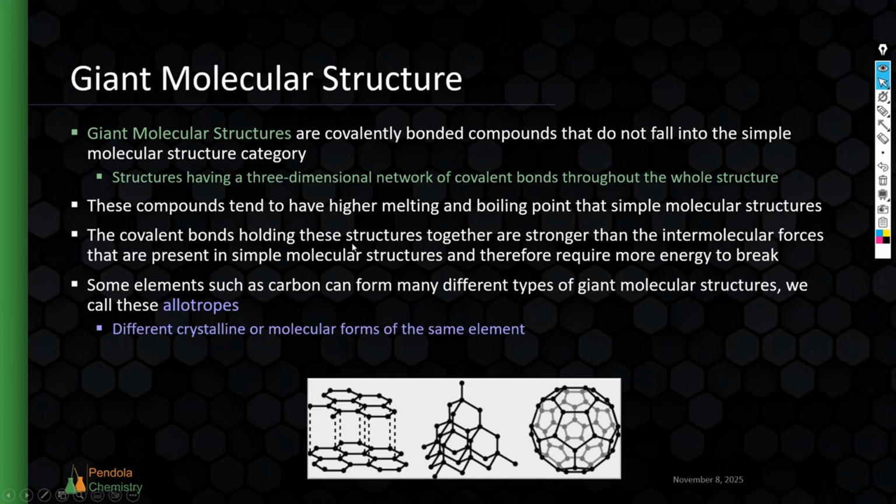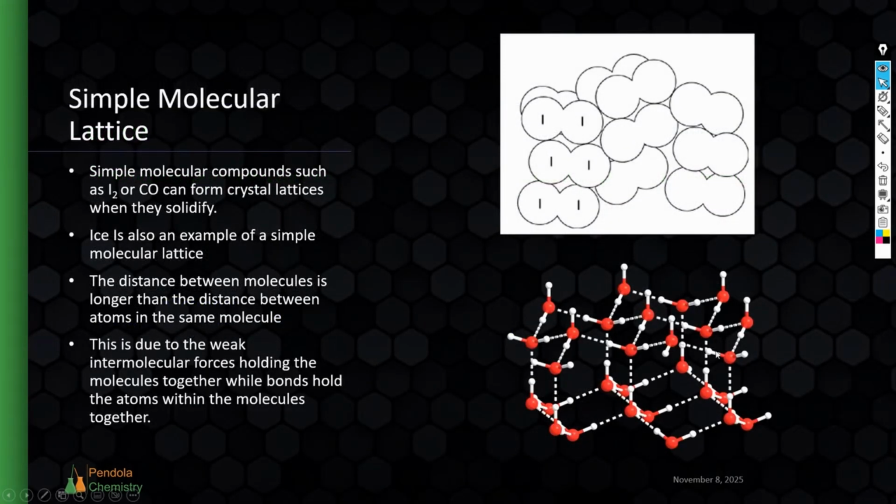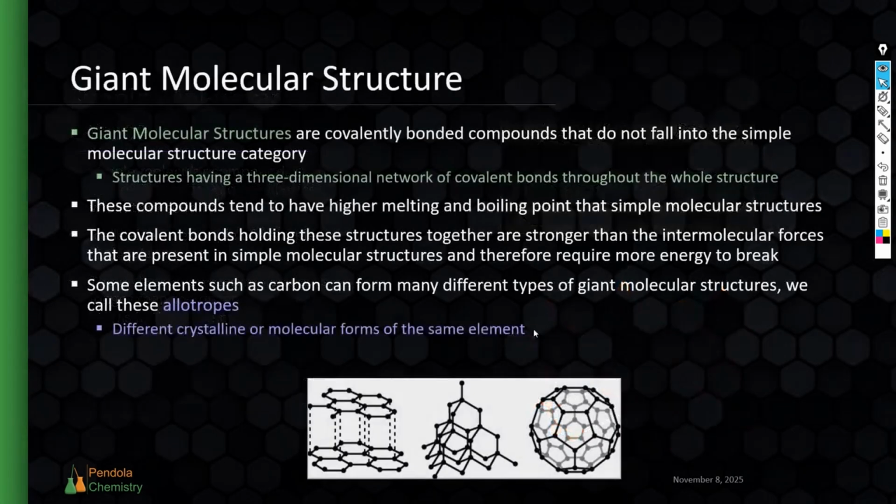Unlike when you melt or boil a simple molecular structure, you're breaking intermolecular forces. And that's where the difference comes in. These have really high melting and boiling points because you're breaking covalent bonds, because everything's covalently bonded to each other. Whereas in a simple molecular structure like water, when you melt it or boil it, you're breaking intermolecular forces that are holding the molecules together. And so their melting and boiling points are a lot lower.